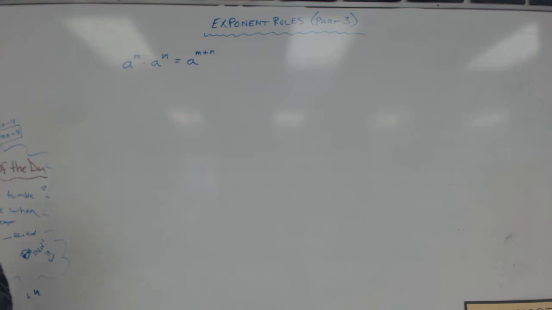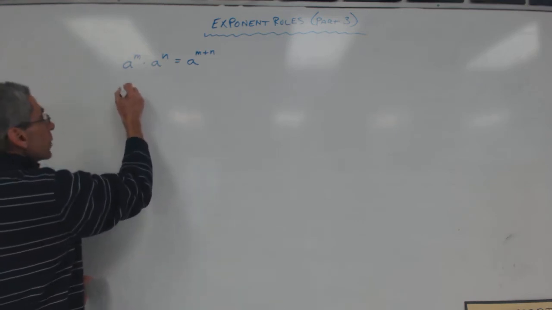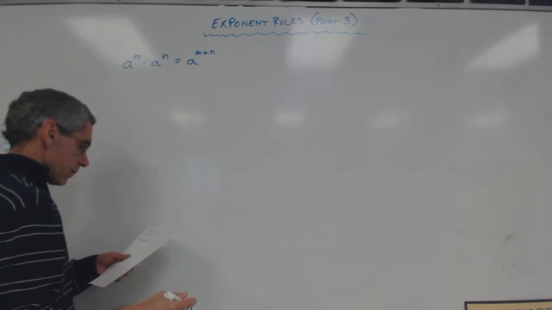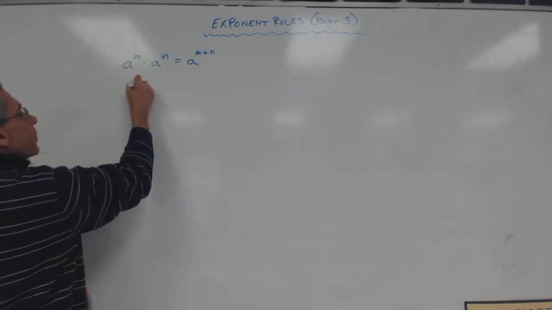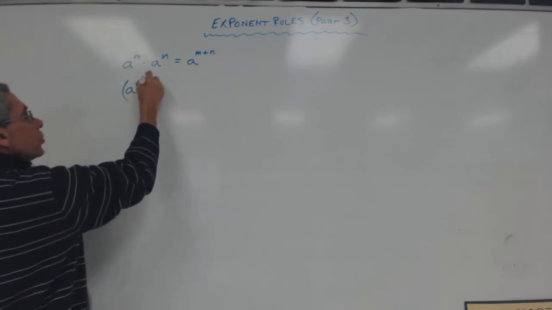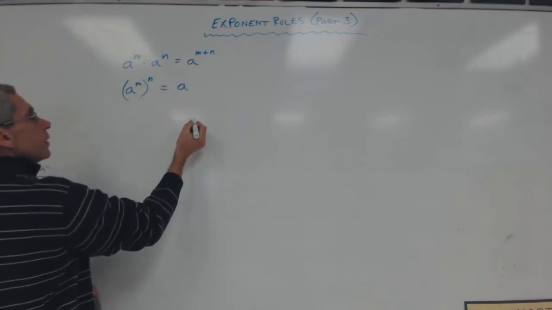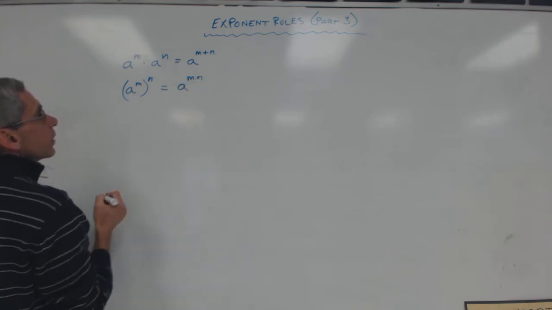You're going to add the exponents, right? So we also know this one. A to the m in parentheses to the nth power is equal to a to the what? M times n, right? Good.